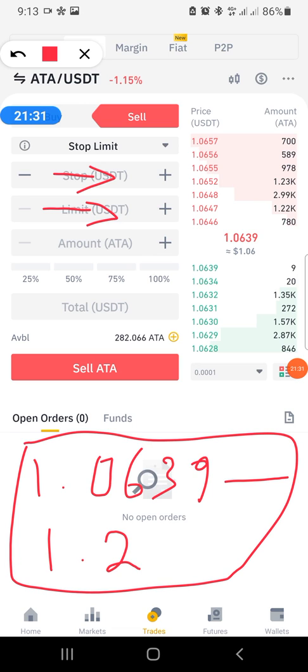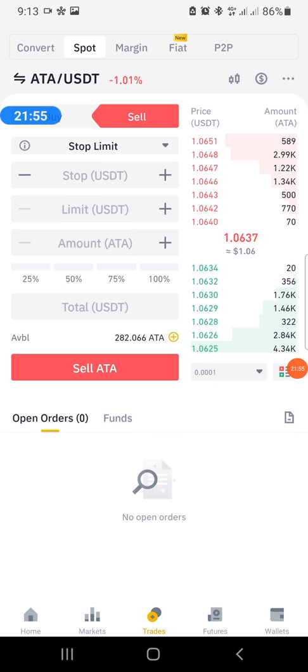It can buy below this particular price, and it can buy above this particular price. It's a range. Let me say a range of from 1 to 2. When you put in a range, you mean that don't go below 1 and don't go above 2. So that's what happens in this stop limit order.